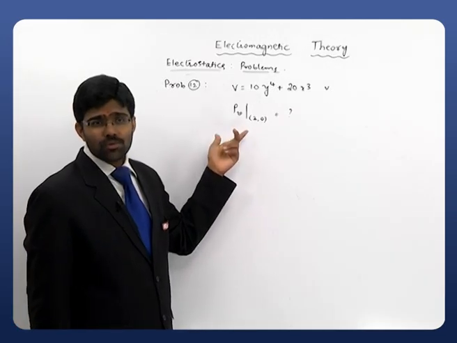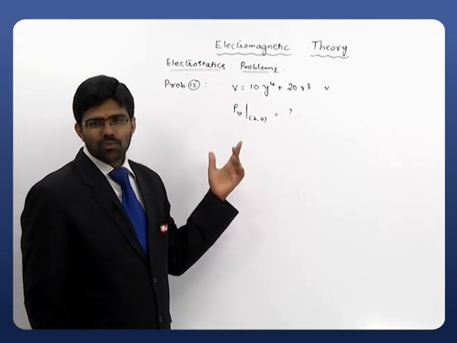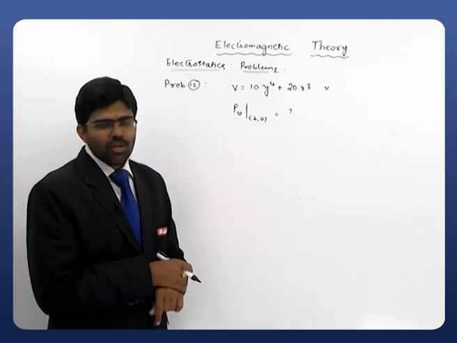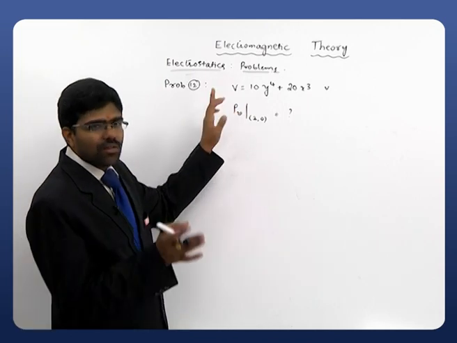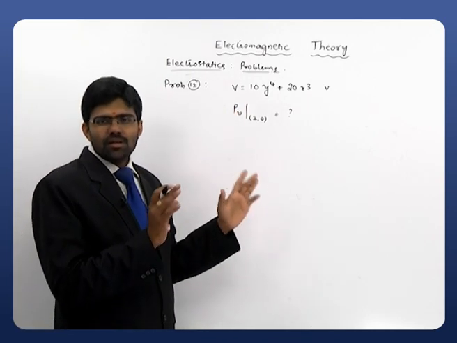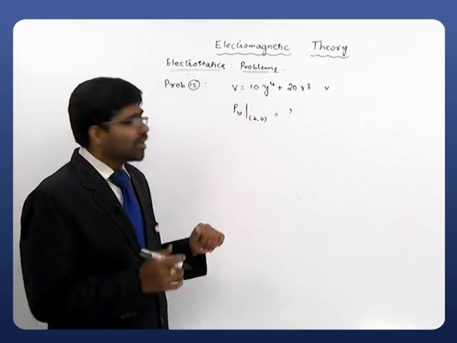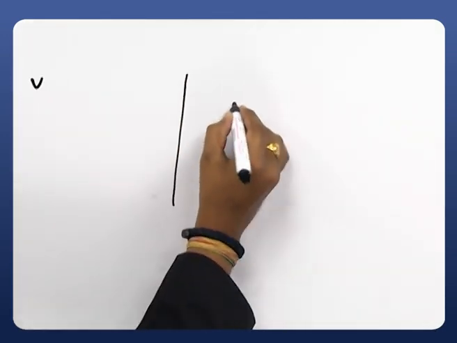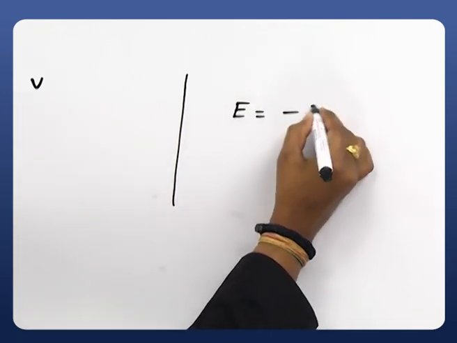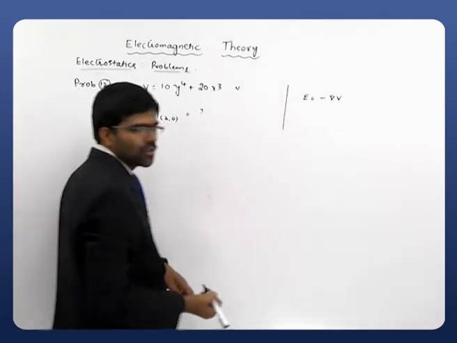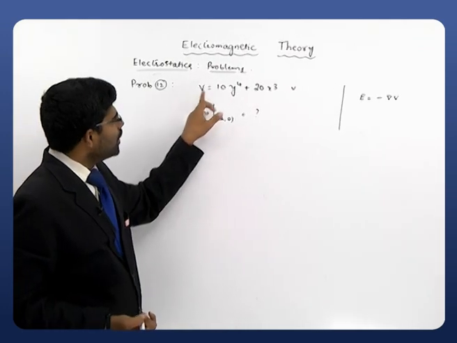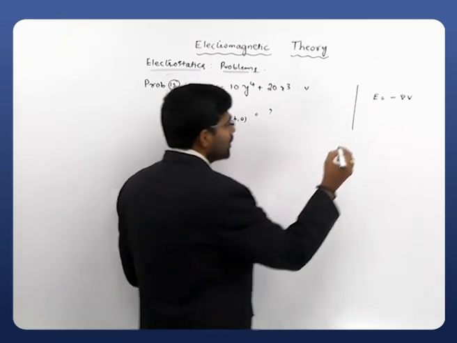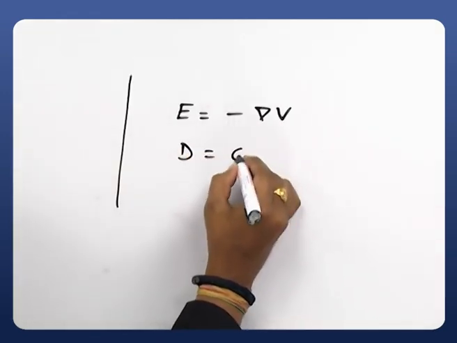How do we obtain the volume charge density from the potential? First, we have to try to correlate them with the equations we had earlier. For that, try to relate V with E, E with D, and D with rho V. That may be a little more convenient. So how to relate V with E? We already know the electric field intensity is equal to minus the gradient of V. That is the relation between E and V. Now E can be related with D, as D is equal to epsilon naught E.